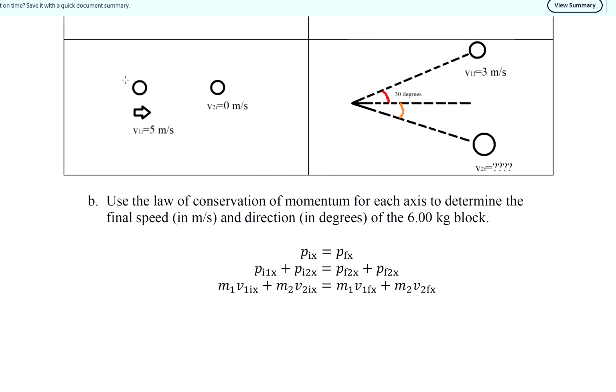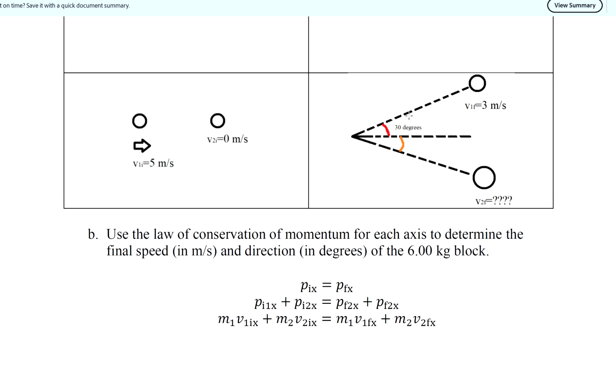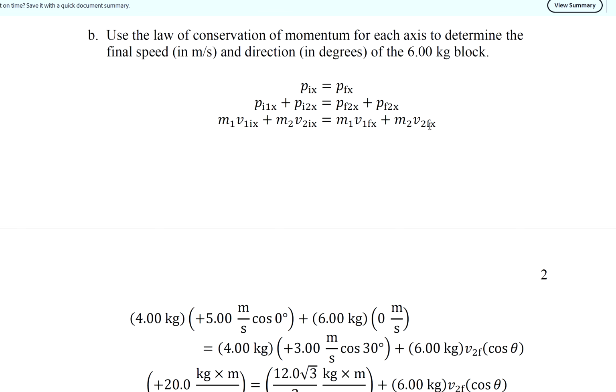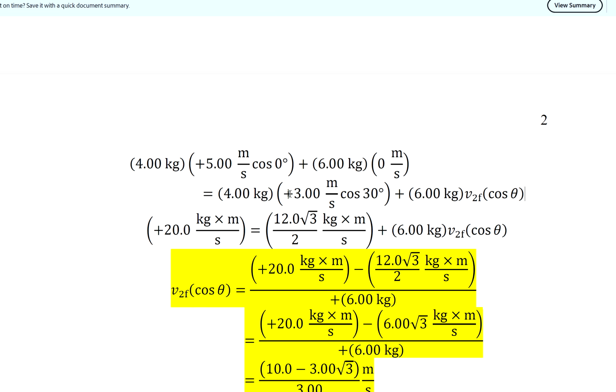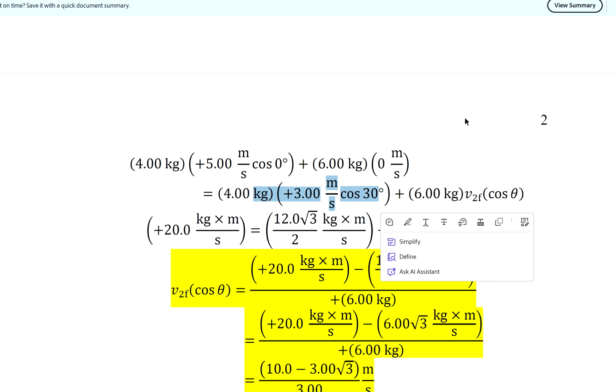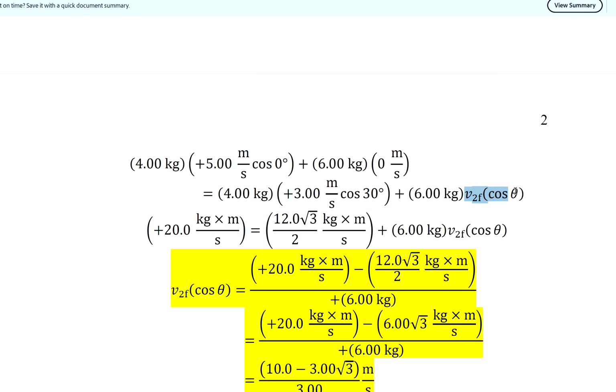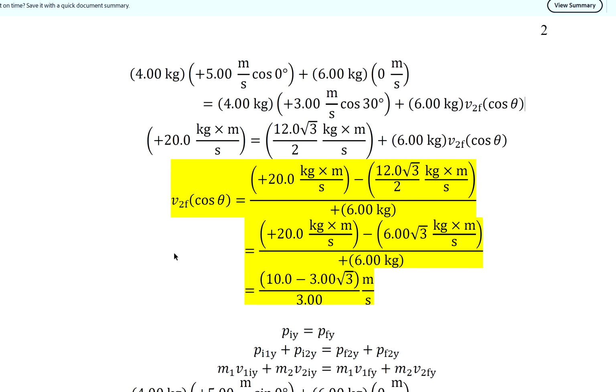And remember, velocity is a vector, so we're going to have a cosine component. That's why I have a 3 cosine 30 here and a v final cosine theta. So I rearrange and I get v2 final times cosine of theta is equal to this. So I have one equation and 2 unknowns. My 2 unknowns are theta and v2 final.